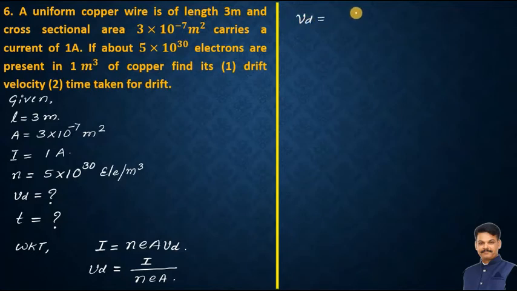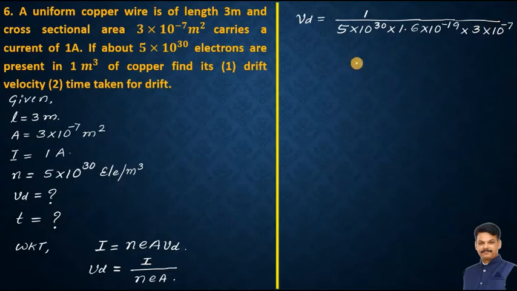Vd is equal to, I is 1 ampere, so it is 1 divided by N, the number of charges, that is 5 into 10 raised to 30. The charge of one electron is a well-known value, 1.6 into 10 raised to minus 19 coulomb, and one more factor is the area of cross section, that is 3 into 10 raised to minus 7. So we have substituted all the factors.